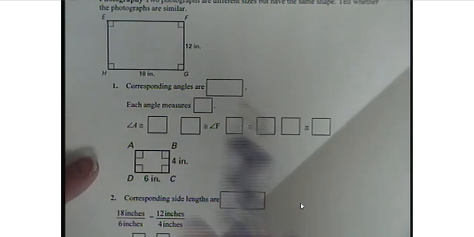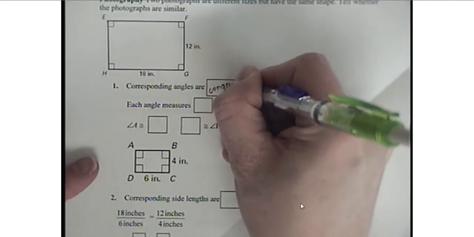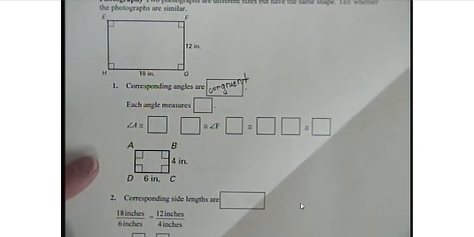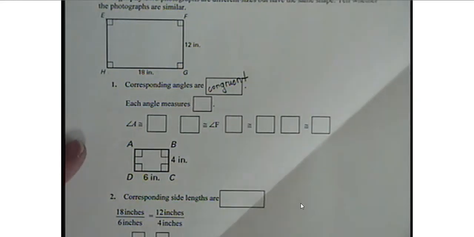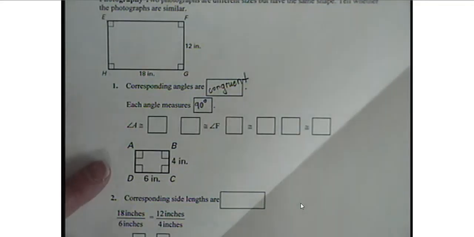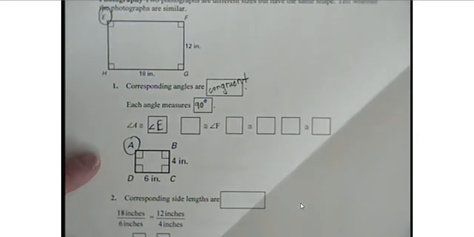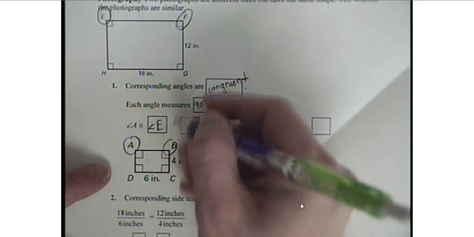The corresponding angles will be congruent angles. Each angle we measure, in this case, each angle will be a 90 degree angle. We can say that easily. It's a rectangle. So angle A, this angle, will correspond to angle E. Then if I'm looking at angle F, the corresponding one to F will be angle B.